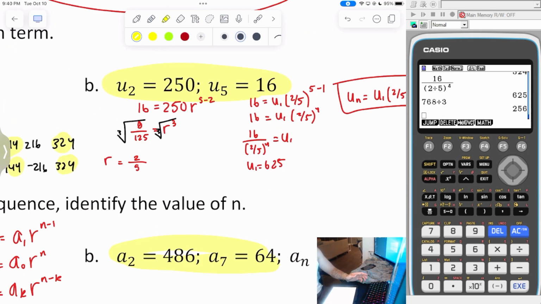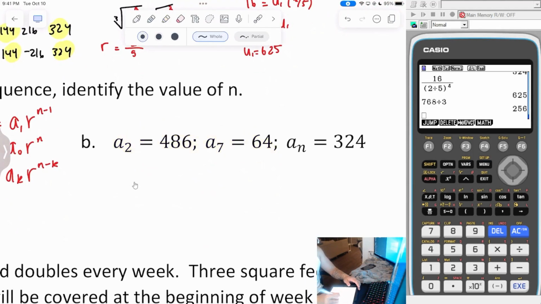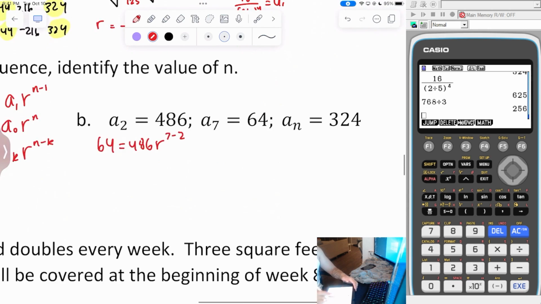What was I saying? Basically, whenever I was given 2 arbitrary numbers of the sequence, I used a third equation to help me solve for r. So I'm pretty much going to repeat these key steps here to help us solve part B. Okay, so let's do that. I'll take a sub 7, 64, equals 486 times r to the power of 7 minus 2. So we can solve for r now, just like I did in the problem above.